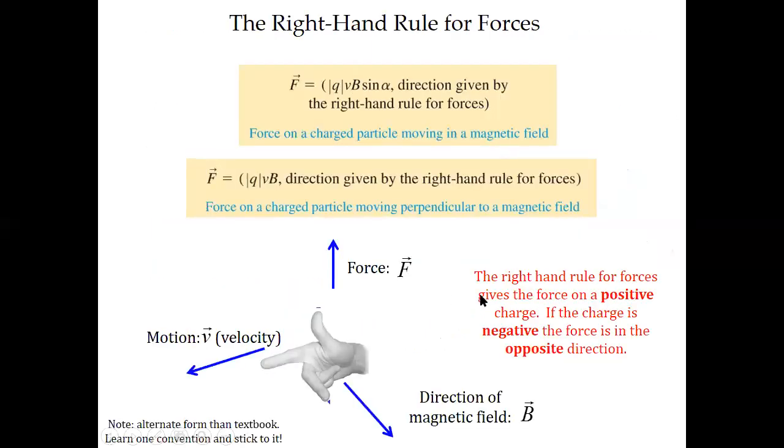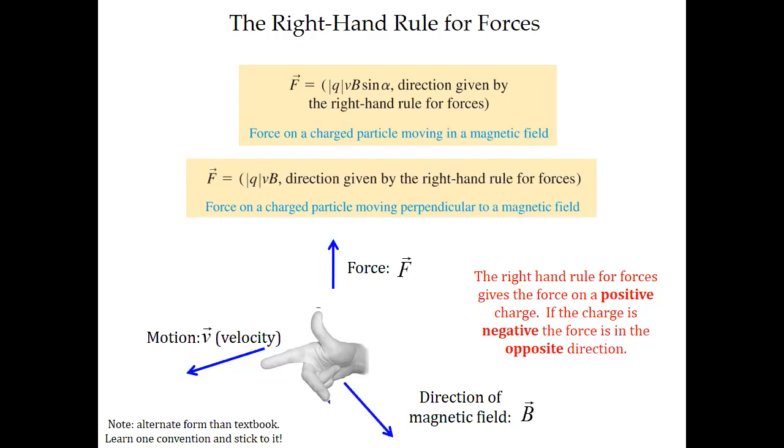So this is the right-hand rule here. The motion is your index finger, the velocity. The middle finger is the direction of your magnetic field, and the direction of your force is F. The way that we actually calculate this is we multiply the charge Q times the velocity v times the magnetic field B. If you multiply all three of those together, if the velocity and the magnetic field are perpendicular to each other, then you'll calculate the force.